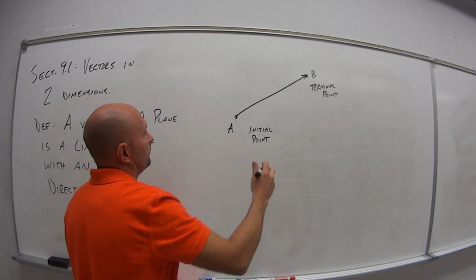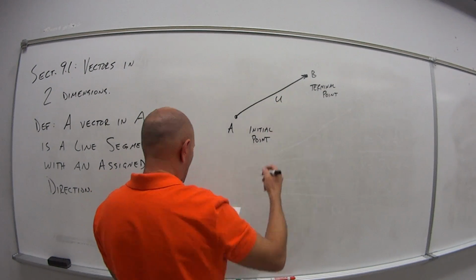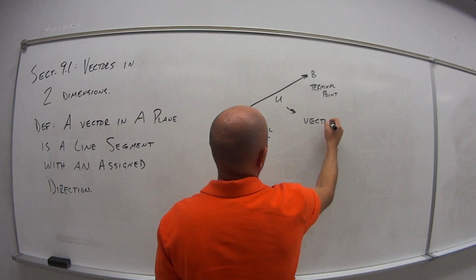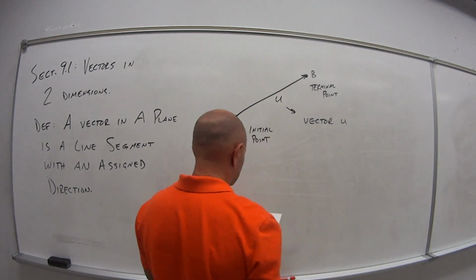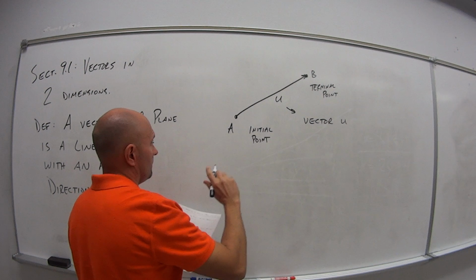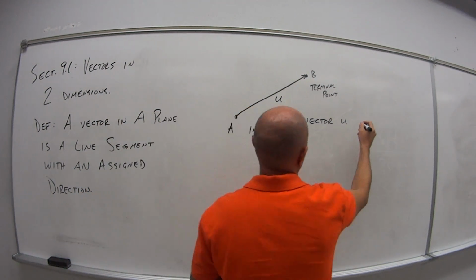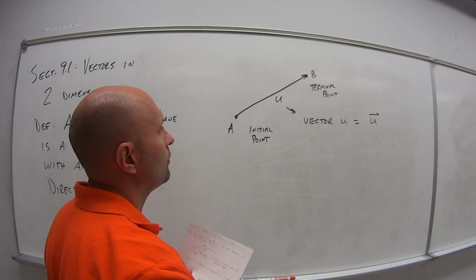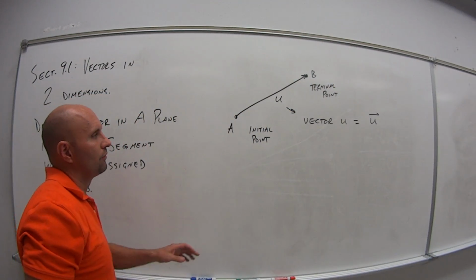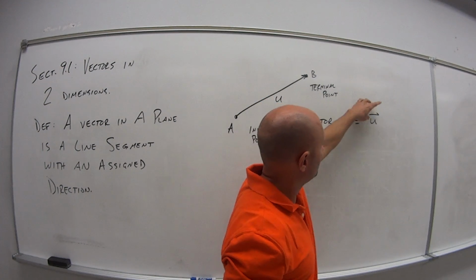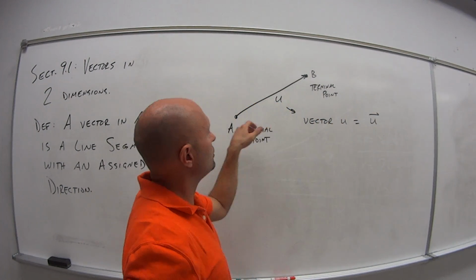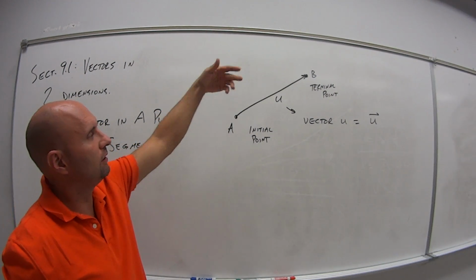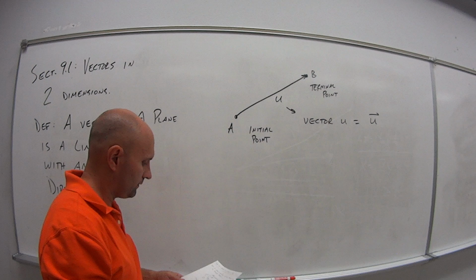Then we give these vectors names. We'll call this one U, so this is vector U. We can signify this with the notation U with a little arrow over the top of it. That symbol is the same as saying vector U, which means we have some vector that starts at A, ends at B: it starts at an initial point and ends at a terminal point.